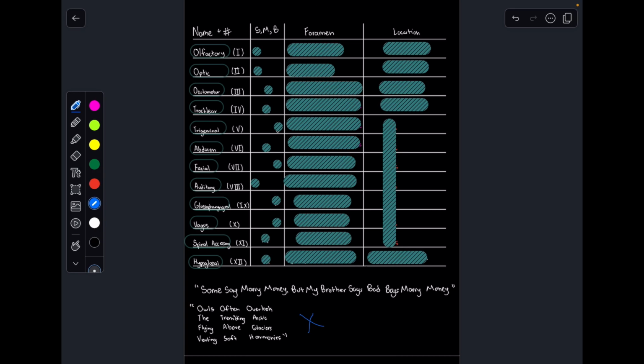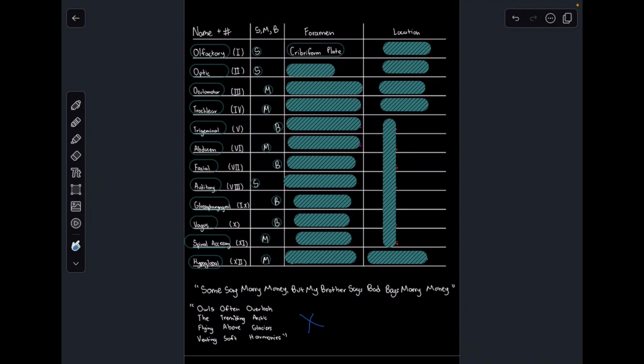Okay, not only do we have to know the name of the nerve, we also have to know if the nerve is sensory, motor, or both. So a catchphrase that I got from Dodenhoff is: some say marry money, but my brother says bad boys marry money. So some say marry money, but my brother says bad boys marry money. Sensory, motor, both.